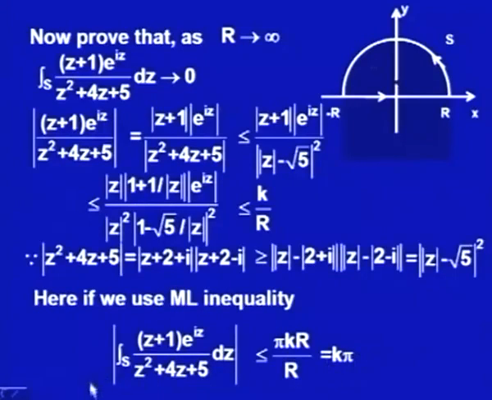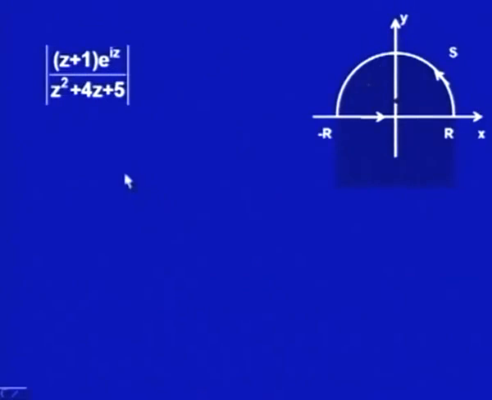So, again we have to use the method where for e to the power iz, we would not take the bound as 1; rather we would write it as e to the power minus r sin theta, and then for the integral along the semicircle S we find a finer bound. Again we are taking this function (z plus 1) e to the power iz upon (z square plus 4z plus 5), which we had just shown is less than or equal to mod z plus 1 into e to the power iz upon mod z minus square root 5, whole square.